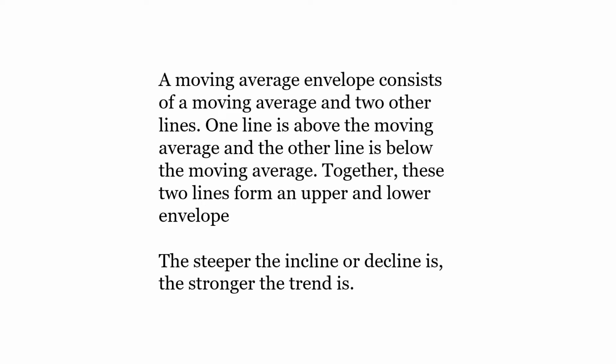Moving average envelopes are very similar to Bollinger Bands or Keltner channels. The difference is just that the moving average envelopes use fixed values of percentage deviation, whereas in Bollinger Bands, deviation depends on volatility. And the same goes with the Keltner channels because they use ATR.